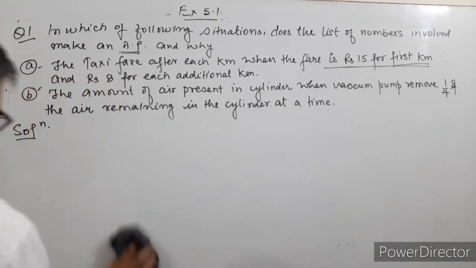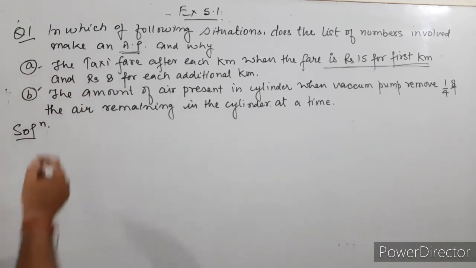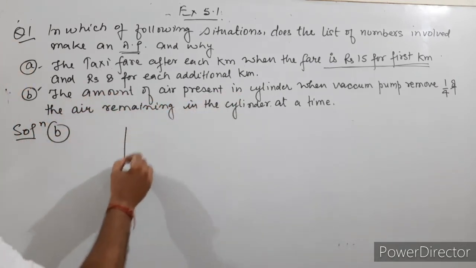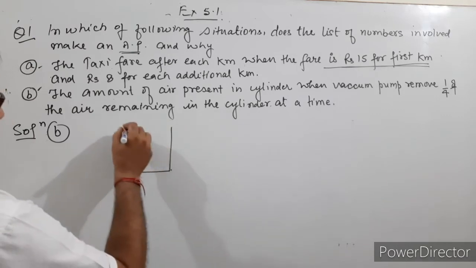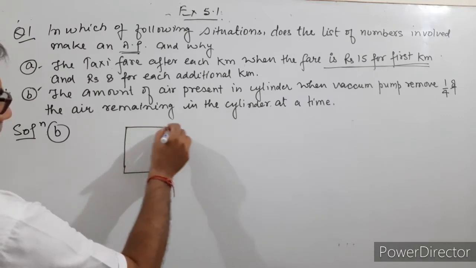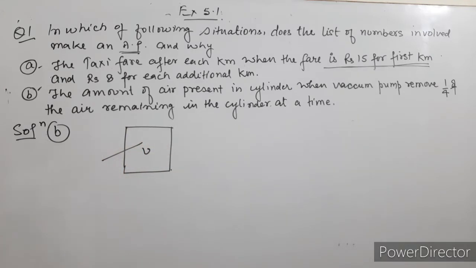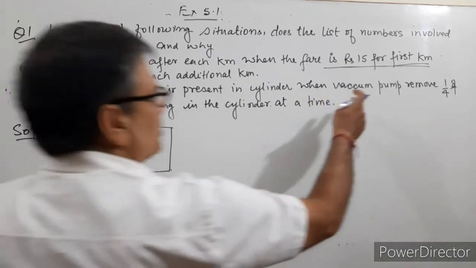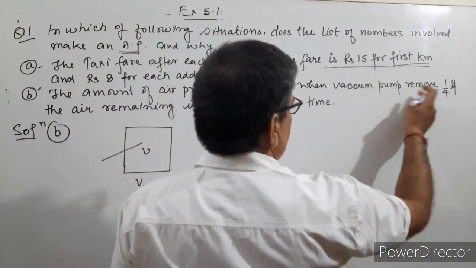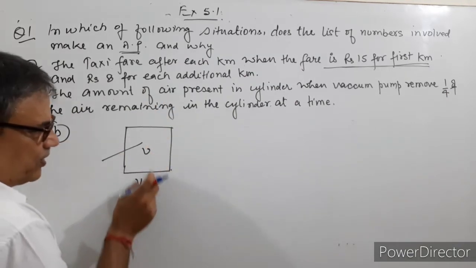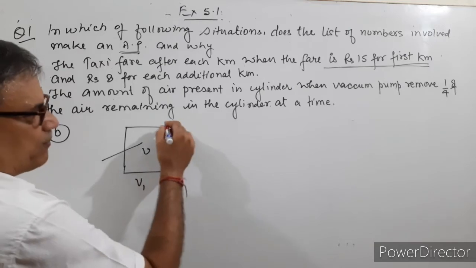B part. The amount of air present in the cylinder. Here is a cylinder, and the air is, I don't know, V, the volume of air in the cylinder, which is V1. V1 is the initial volume of air inside the cylinder, and when a vacuum pump is used, 1/4 of the air is removed from it. Here V1 is equal to V.